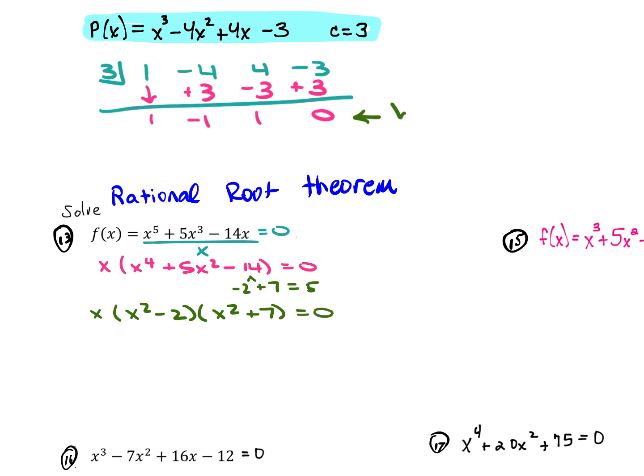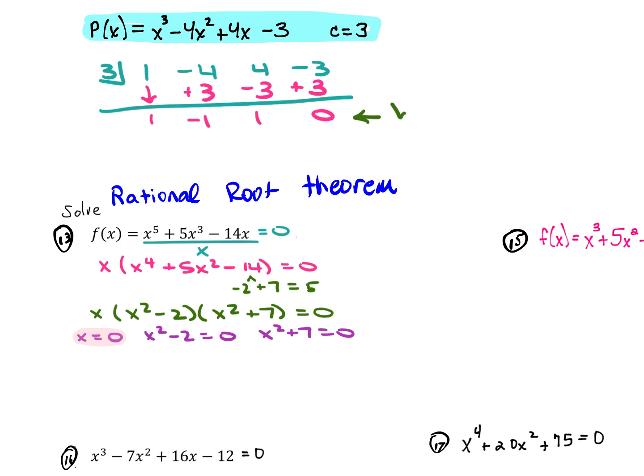From here, you'd set each of these equal to 0 and solve them because they are not the difference of squares. So x is equal to 0, x squared minus 2 is equal to 0, and x squared plus 7 is equal to 0. For the x is equal to 0, that's a solution. Highlight it so you know that's an answer.